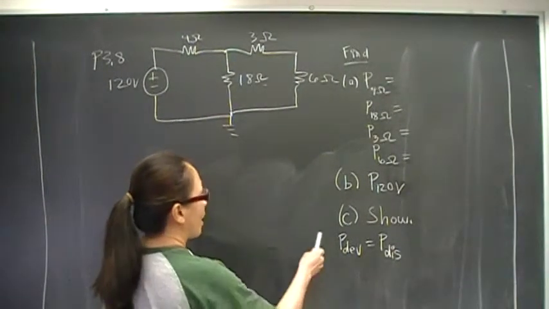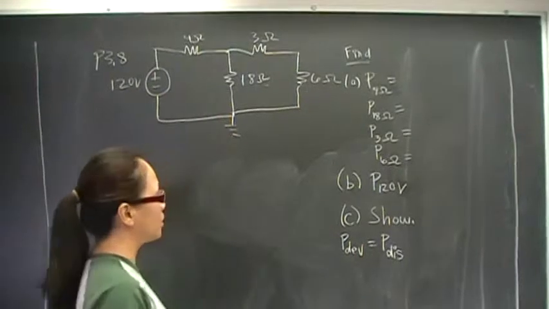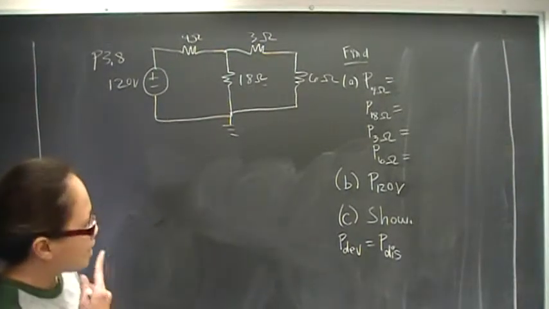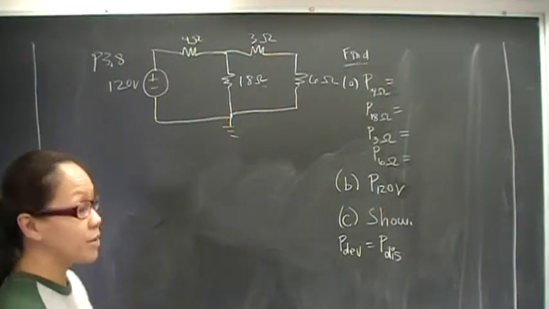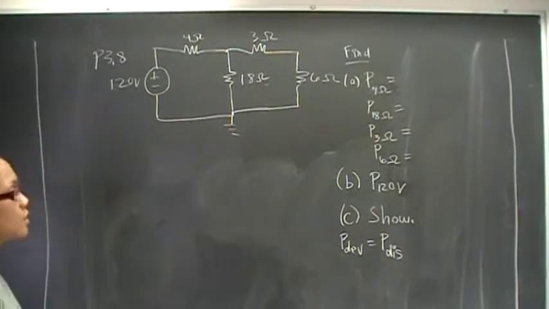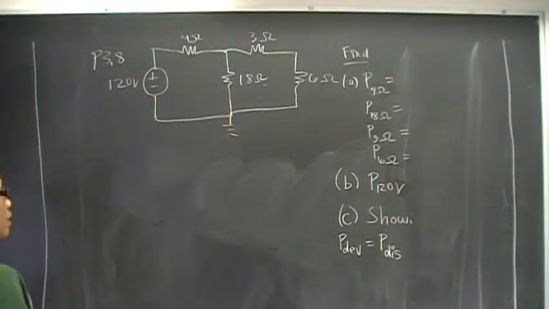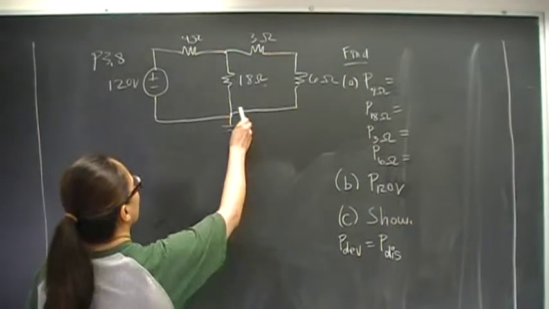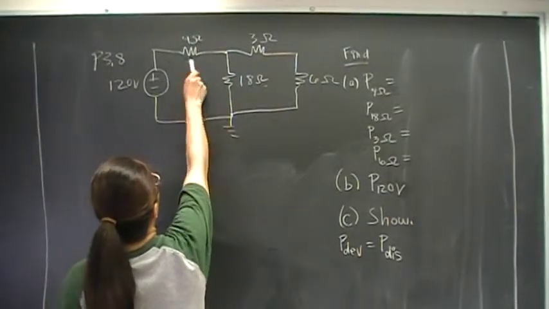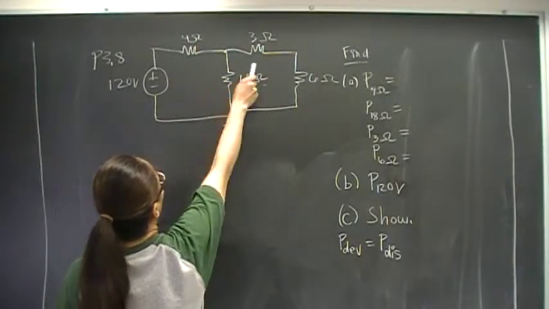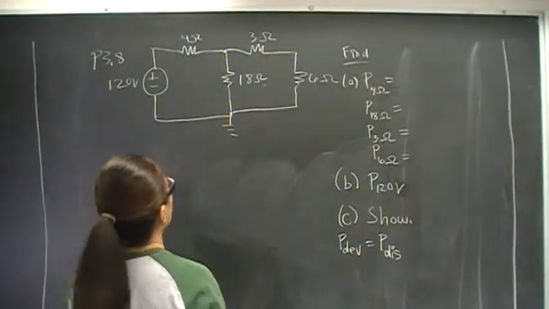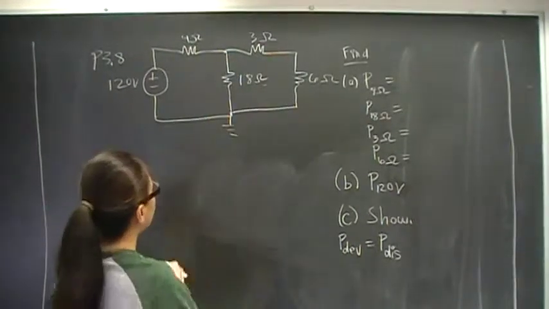And we need to find the power delivered by the 120 volt source. And we need to show that power developed by this circuit is equal to the power dissipated. So let's get started. In order to find power, we need to find the branch currents in this essential node here.